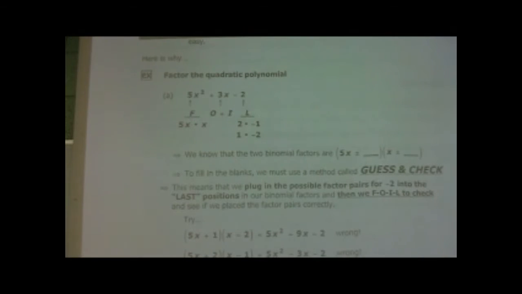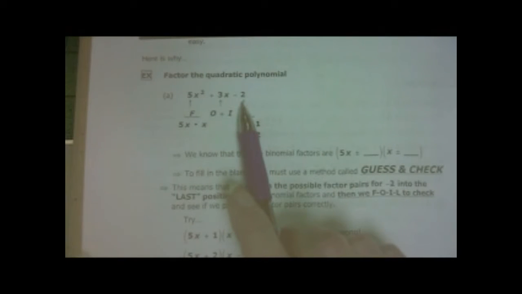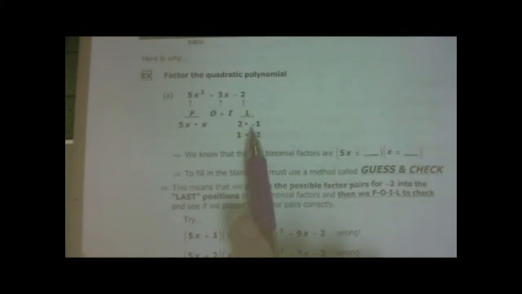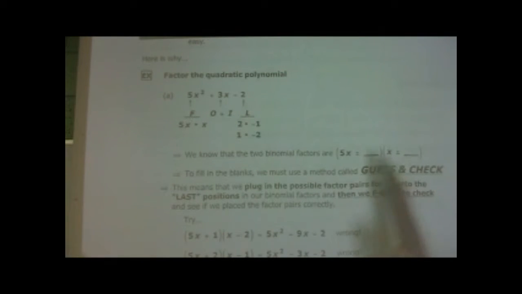So the first thing I want to do is figure out what would multiply to the negative 2, because that's still going to go here, whatever multiplies to negative 2. So I have 2 and negative 1 and 1 and negative 2. All right, those are my options. Those numbers have to go here and here, but I don't know which ones and I don't know where. All right? And so what I've got to do essentially is guess and check. So in other words, I'm just going to put them somewhere and I'm going to see if it works.